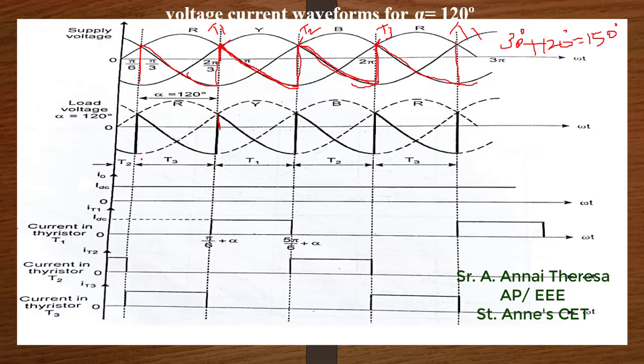Okay, so this is T3 means before T3, T2 has conducted. So this is current through T2. Then again here this part, this duration is for current through thyristor 2. Then IT3, that is current through T3. So this duration is the current flowing through thyristor T3. Then again this one also is IT3, the current flowing through thyristor 3. So this is the output voltage and current waveforms for alpha is equal to 120 degree.